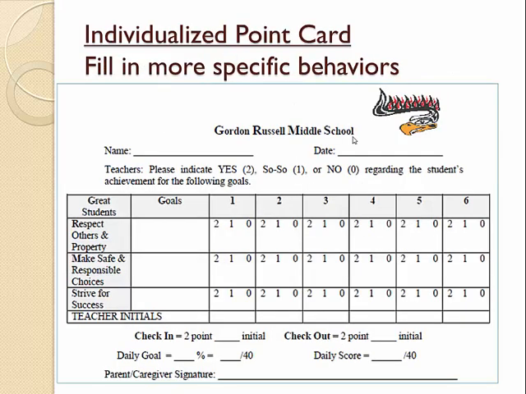So for example, in this example point card for Gordon Russell Middle School, the generic point card wouldn't necessarily have this goals line here for individualizing. So this line would probably be missing. And so they would just have the school-wide rules here. And I encourage you to keep your school-wide rules here and just add a column for individualizing your goals.